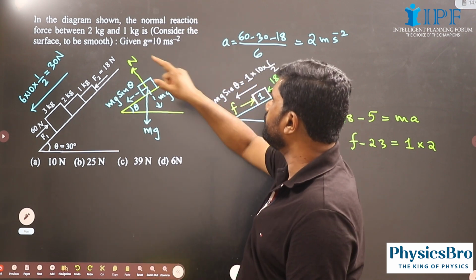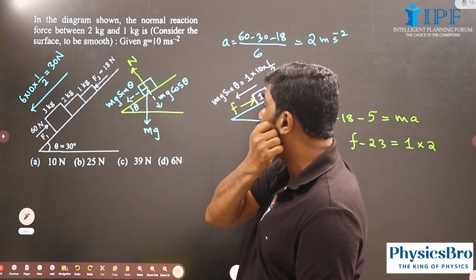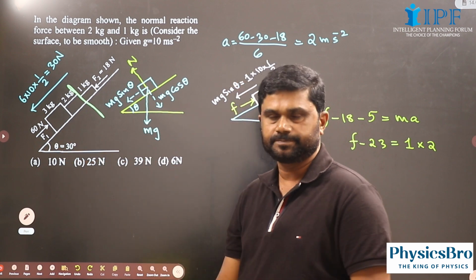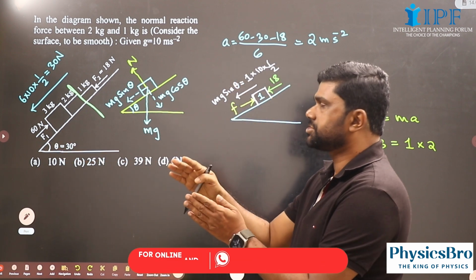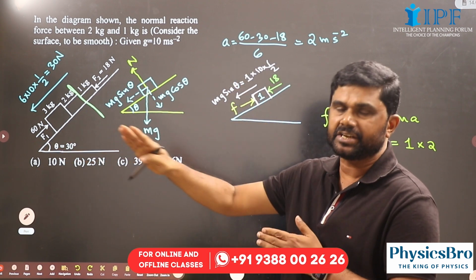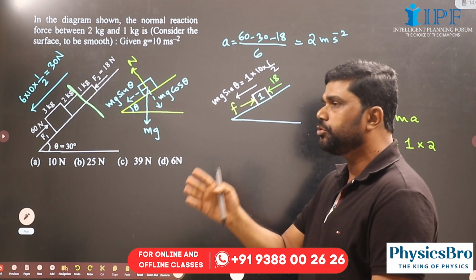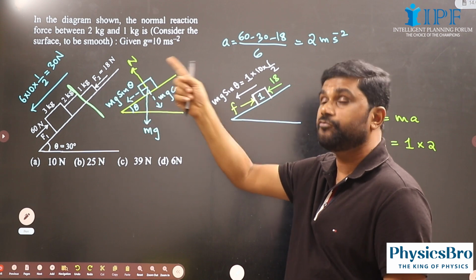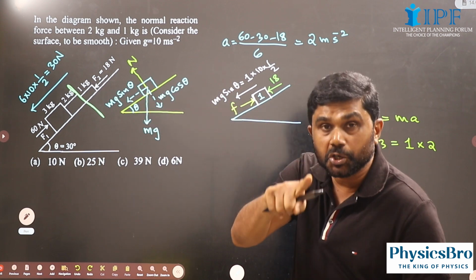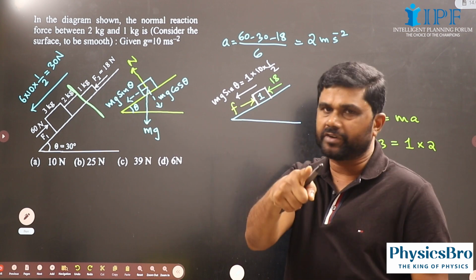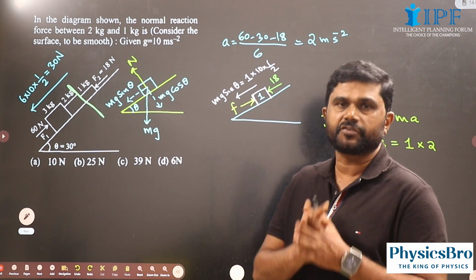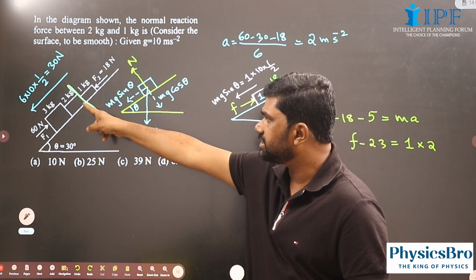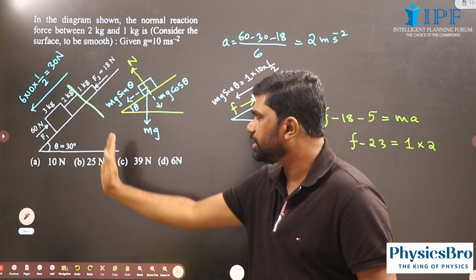Now we have to find the normal reaction force between 2 kilogram and 1 kilogram. Means we have to find the force at this interface. So for that, you split the system at that interface. Okay, let's consider the 1 kilogram mass alone. See, this 1 kilogram mass will exert a force on 2 kilogram. Then 2 kilogram will exert an equal reaction on 1 kilogram. And that force we have to find out. Let it be small f. Okay, that small f will be exerted by 2 kilogram on 1 kilogram.